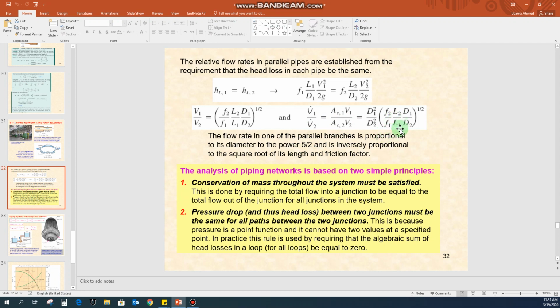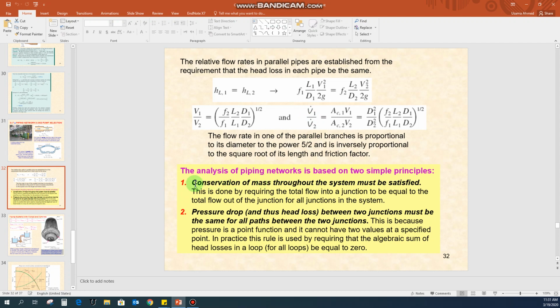Here L1 is the length of branch 1. So it is inversely proportional to the length to the power 1 by 2 and the friction factor to the power 1 by 2. Okay, so this is a simple explanation of the dependence of the volumetric flow rate on the diameter, friction factor and the length of the pipeline, and of the analysis that we can do on the attachment of pipelines in a parallel manner or in a series manner.